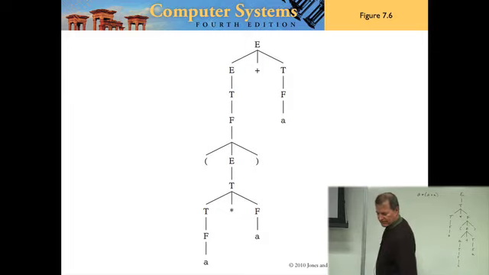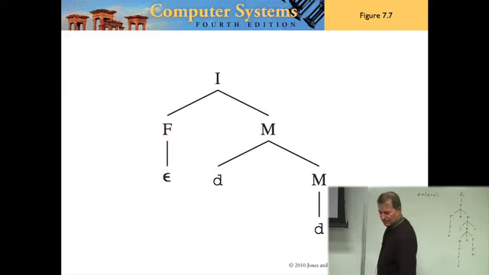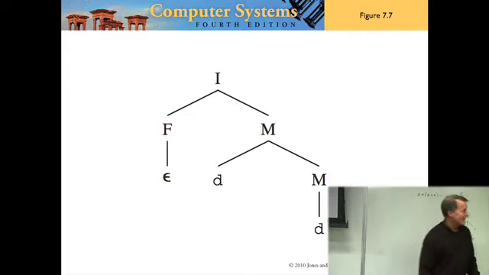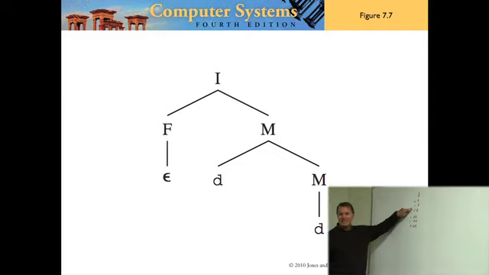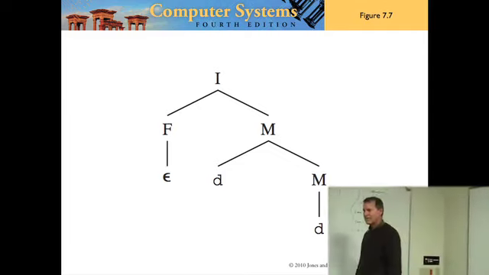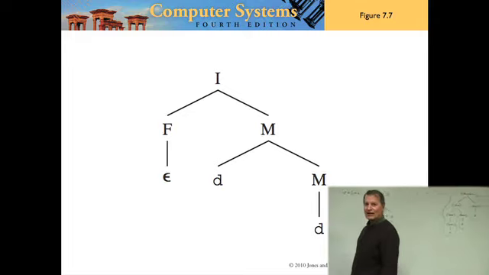And here's an example of the syntax tree for DD, which is that here. This is a syntax tree for this, right? Notice how it has the empty string in there.